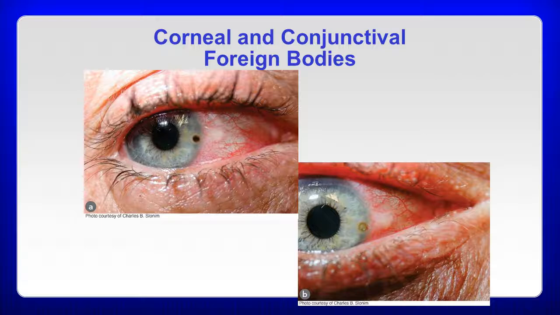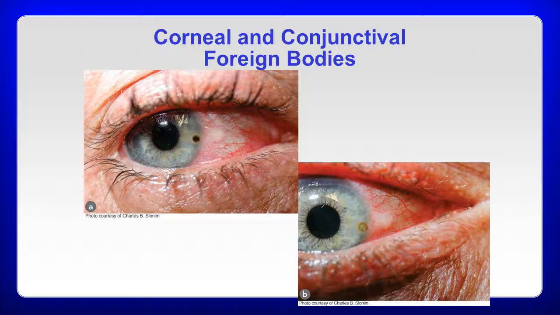Okay, corneal and conjunctival foreign bodies. Any type of object that embeds itself or adheres itself to either the conjunctiva or the cornea. Here you see in the picture a small object that has embedded itself into the eye in the upper left-hand corner. A lot of times individuals that have this will complain of something in the eye, or they'll complain that their eye feels like it's constantly getting scratched.